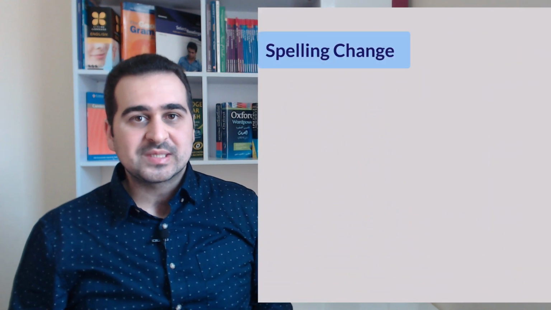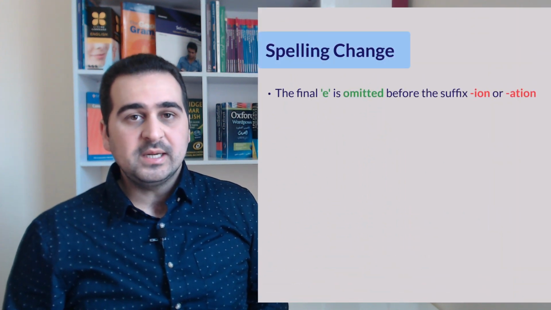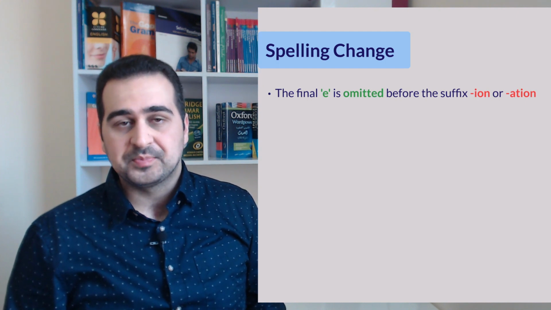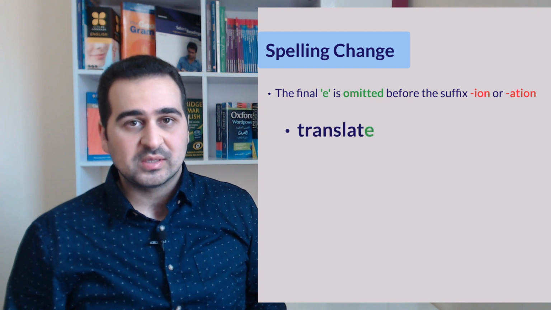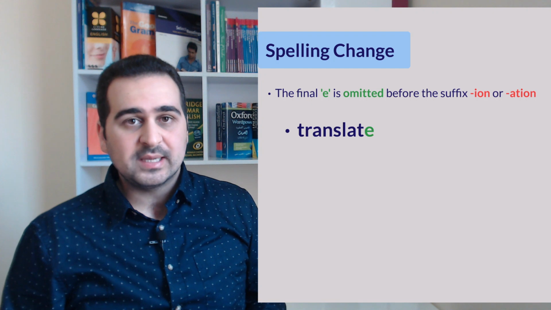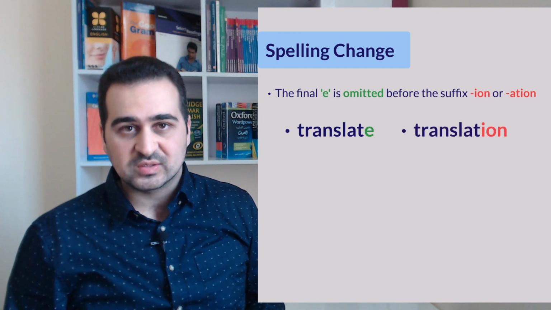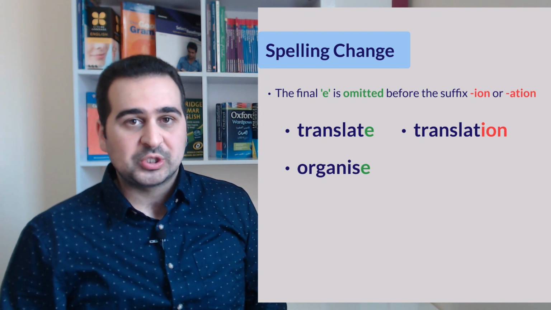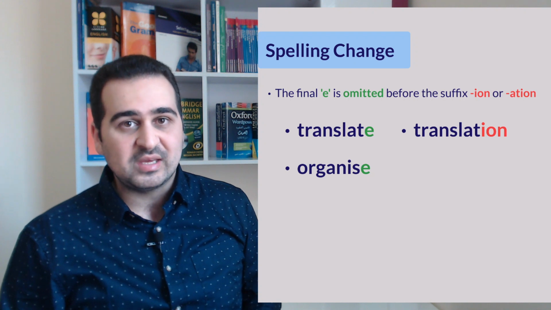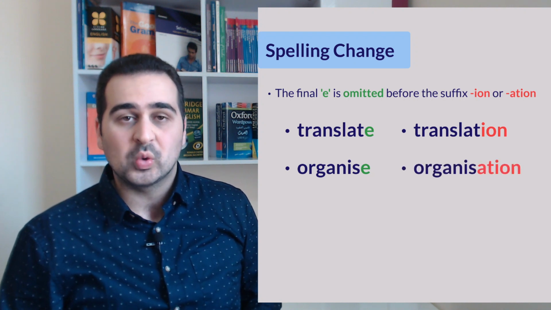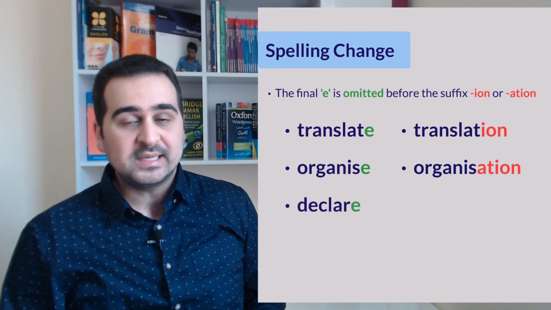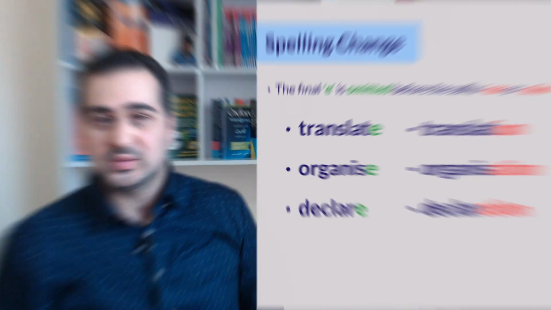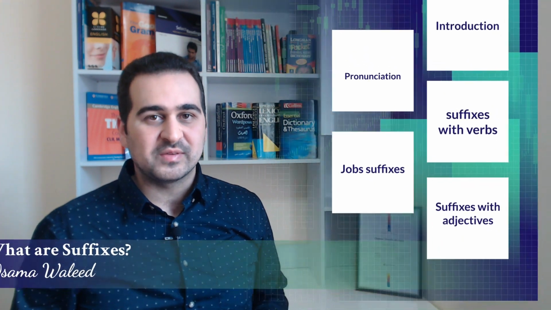Now we need to pay attention to the spelling change that may happen. The final E is usually omitted before we add the suffix ion or ation. For example, the word translate has an E at the end. If we want to make it a noun, translation, we need to drop the E first to omit it. Also, the verb organize has an E at the end. When we want to change it into a noun, we have to omit the letter E first and then we put the suffix. It becomes organization without an E. Declare, another example, declare has an E at the end. Declaration without E.